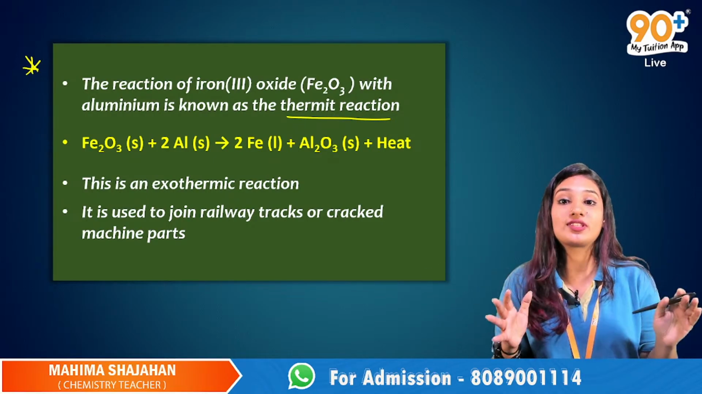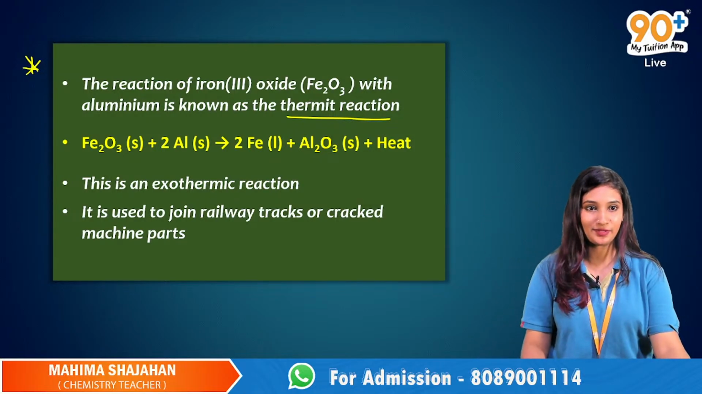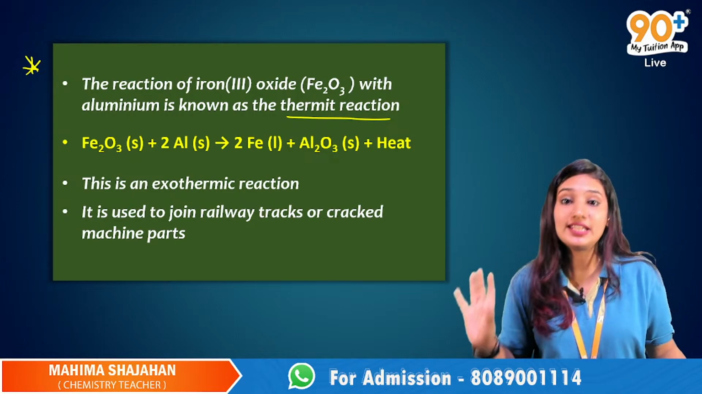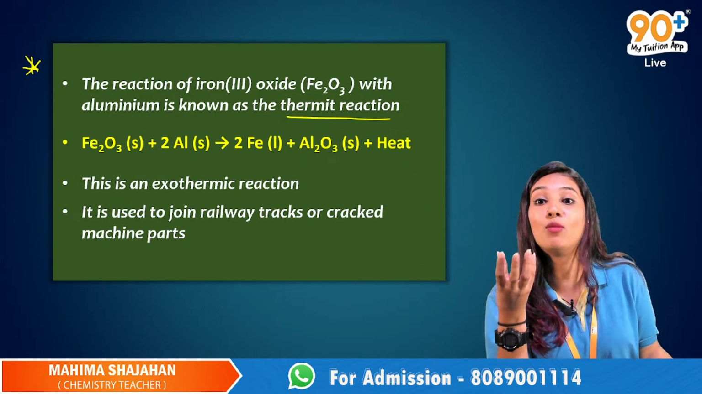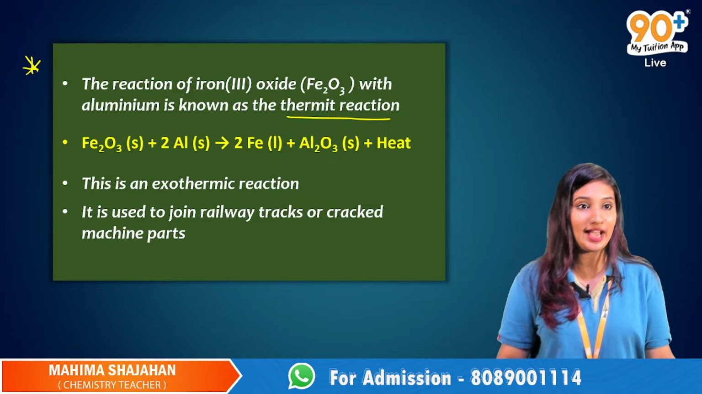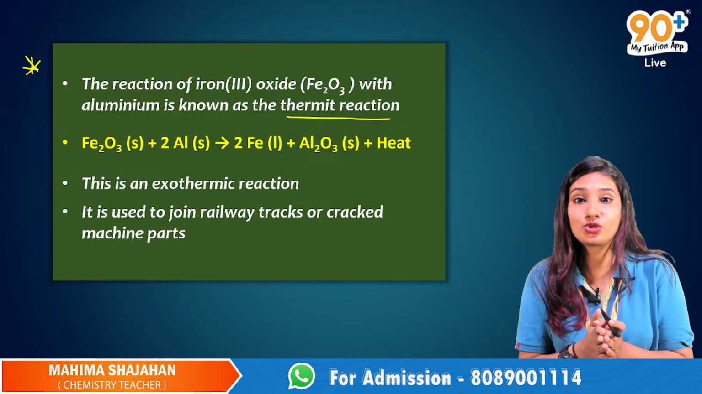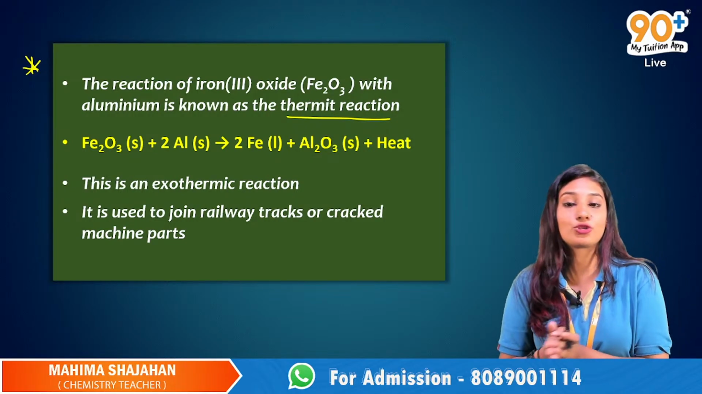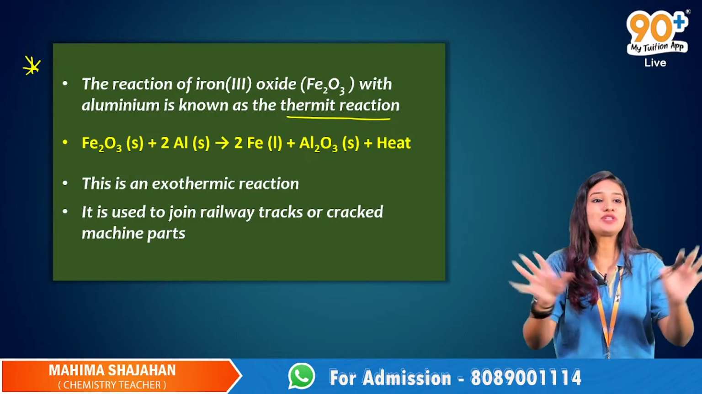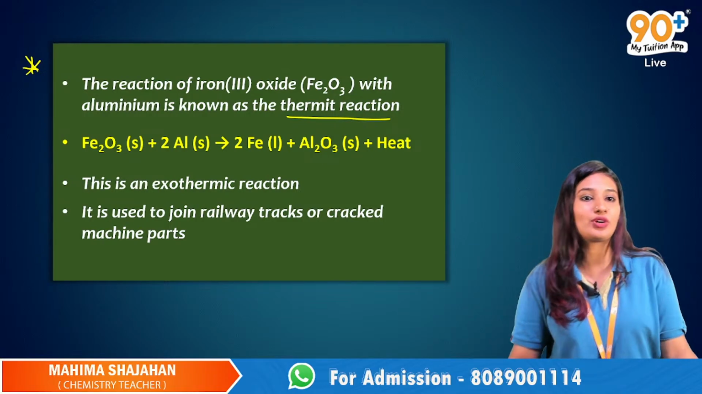Now, in this process a large amount of heat is released. Because of this, the iron formed here will be in a molten state. This reaction is used to join the railway tracks and also to join cracked machine parts. This is the Thermit reaction.